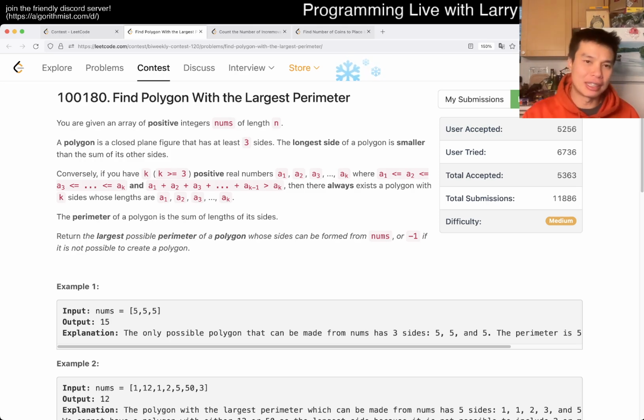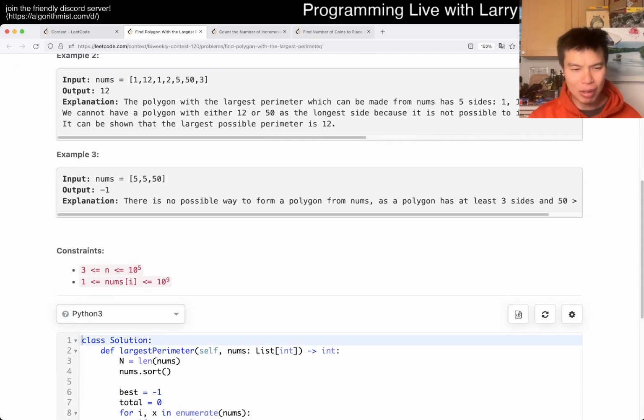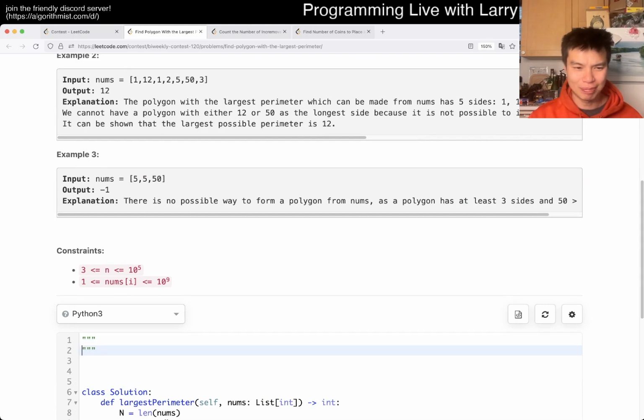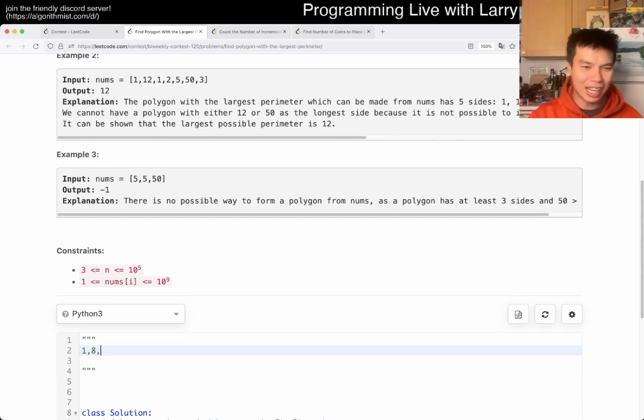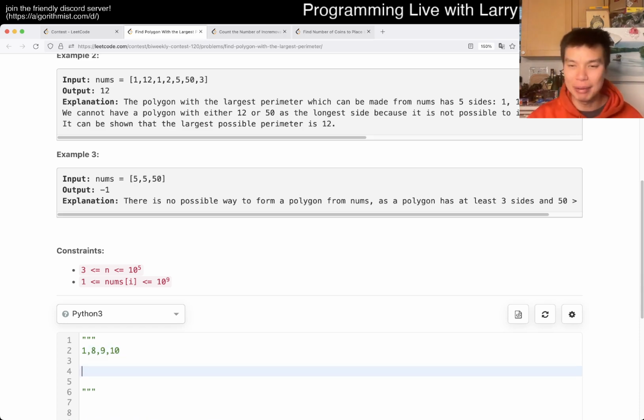Now, of course, this is a greedy problem, or a greedy solution. And as a result, sometimes you have to prove, or at least have a good intuition about the proof, and I had neither. The case that I was thinking about was something like 1, 8, 9, 10. This is not a good case, but it's just a case that I was thinking about during the contest.